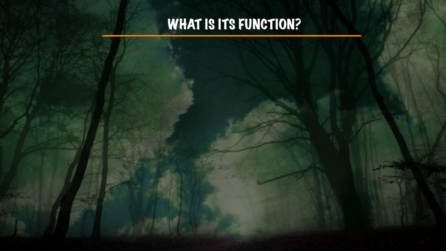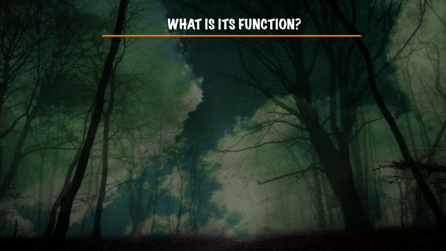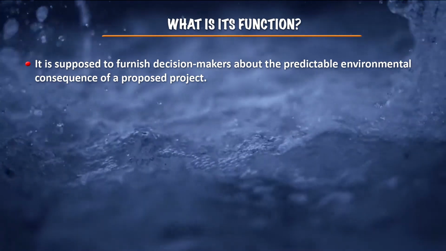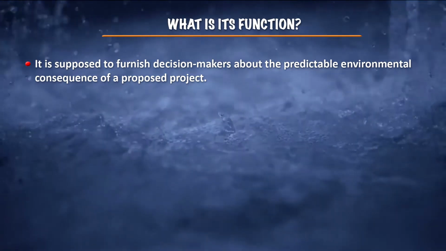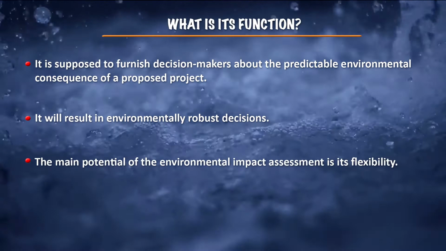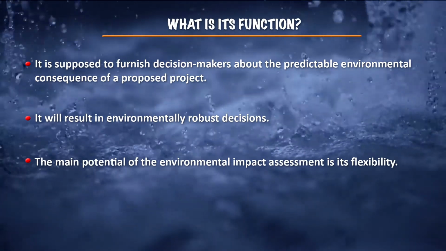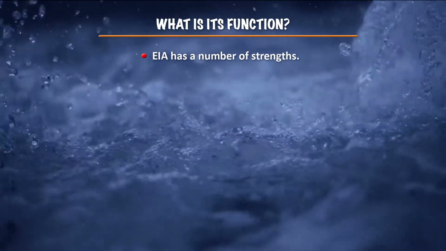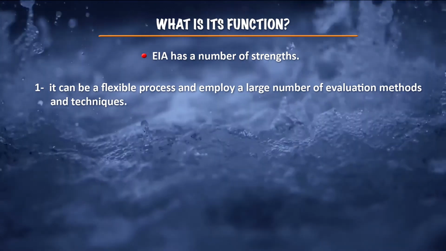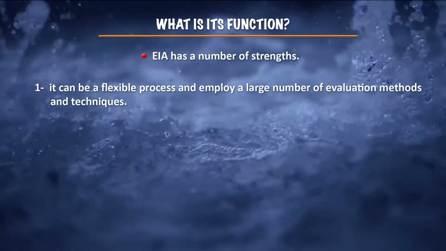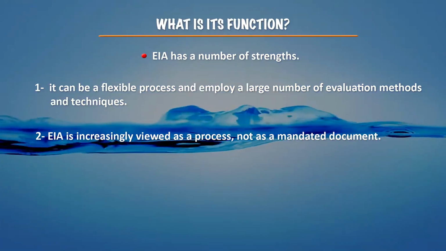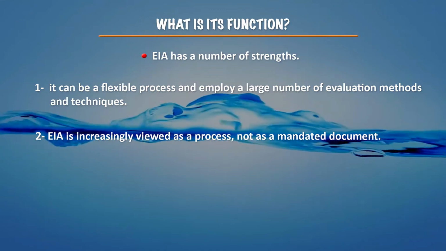How does this environmental impact assessment function? It is supposed to furnish decision makers with the predictable environmental consequences of a proposed project. It will result in environmentally robust decisions. The main potential of environmental impact assessment is its flexibility, but it has a number of strengths, not only flexibility. First, it can be a flexible process and can employ a large number of evaluation methods and techniques. Secondly, environmental impact assessment is increasingly viewed as a process, not as a mandated document.